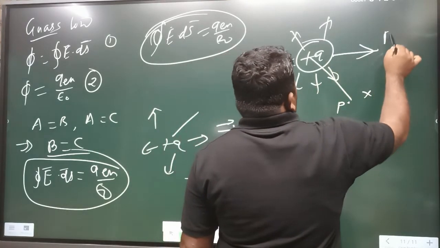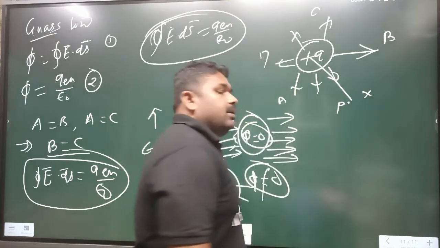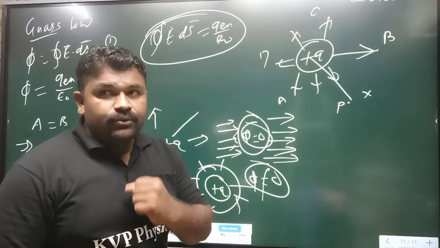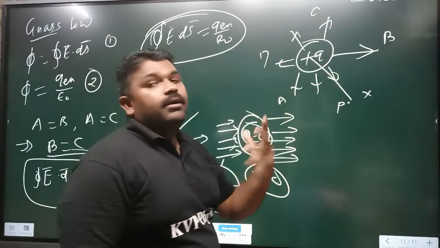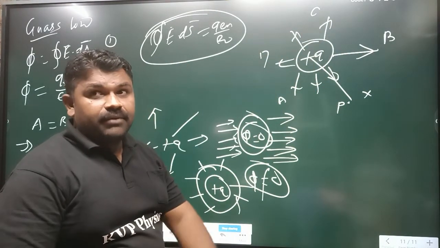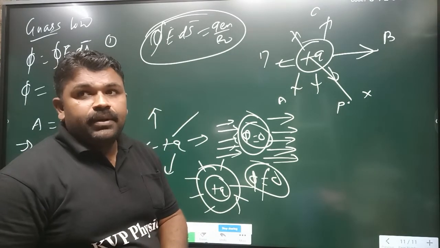What is the electric field at B, C, D, A? B is also at a 2 meter distance, C is also at a 2 meter distance. Means all points are at a 2 meter distance. What is the electric field value? Same or different?